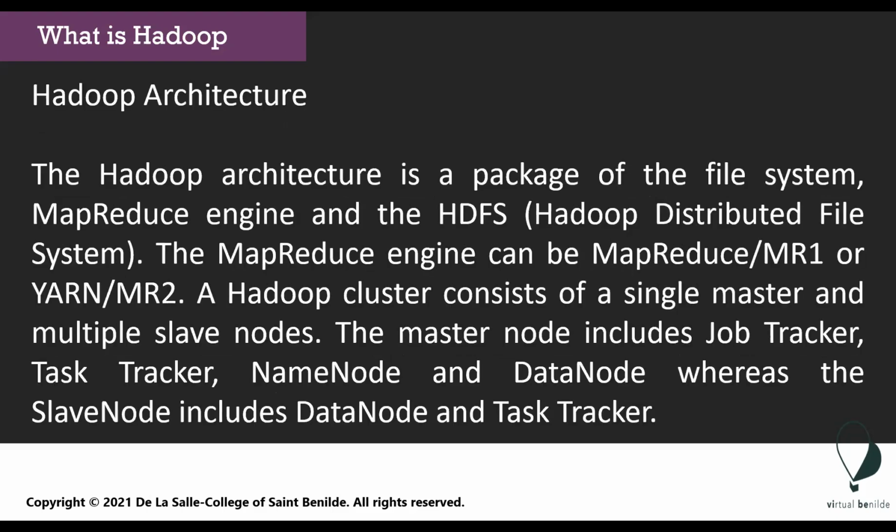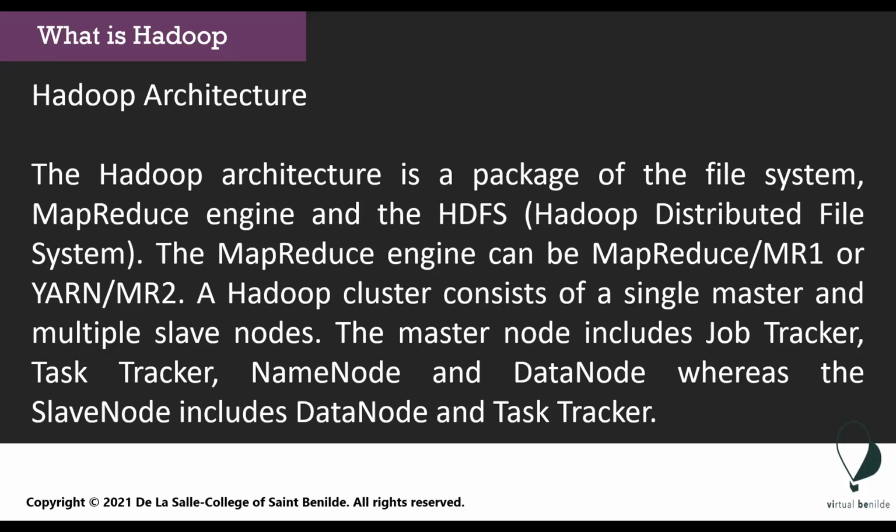Okay, so we're now going to discuss the Hadoop architecture. The Hadoop architecture is a package of the file system, the MapReduce engine, and the Hadoop Distributed File System. The MapReduce engine can be MapReduce 1 or YARN MR2. A Hadoop cluster consists of a single master and multiple slave nodes. So later on, I'm going to show you the structure of this MapReduce, and the single master and the multiple slave nodes.